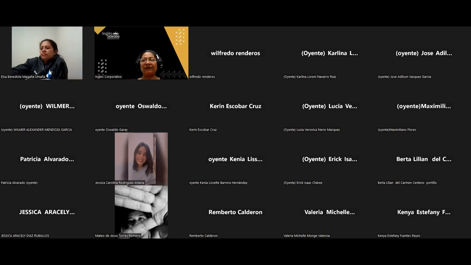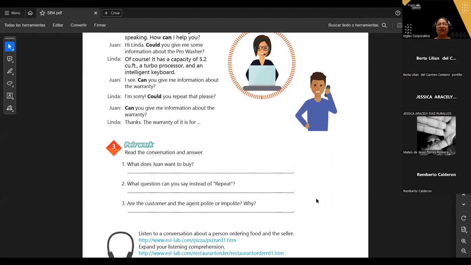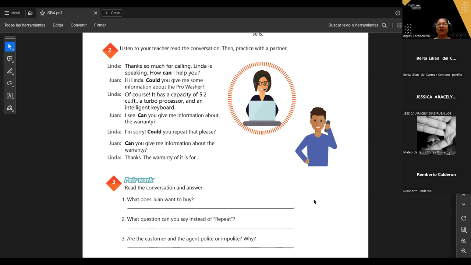And to finish, we have just the exercises from the book. We have here, for example, from the conversation, it says, what does Juan want to buy? From the conversation, what does Juan want to buy? The pro washer, right? He wants to buy a pro washer.